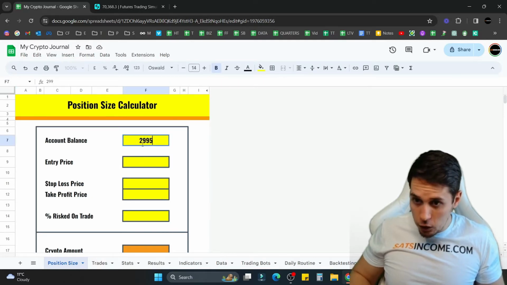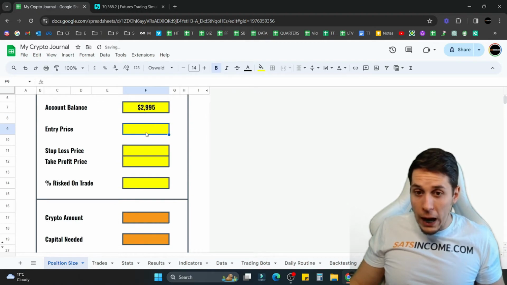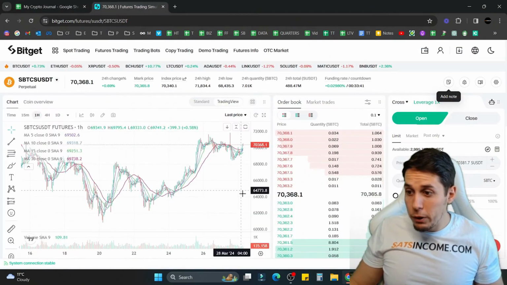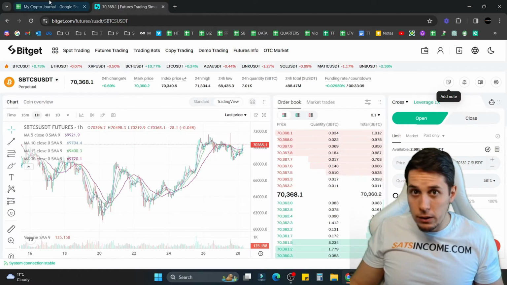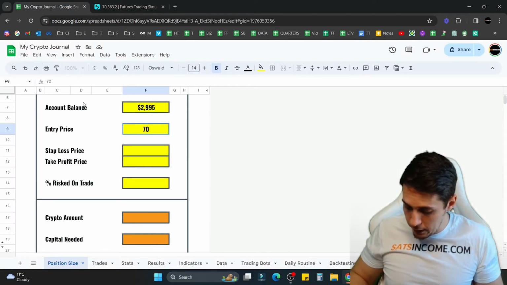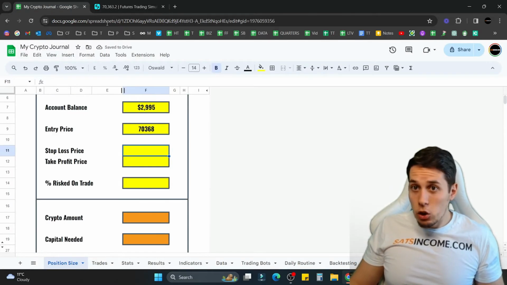So you're gonna add here your account balance, right? You're gonna add the entry price. So let's say that you wanna buy Bitcoin at the current price, which is 70,368. So you're gonna add here the entry price. You're gonna add the stop loss price, right?